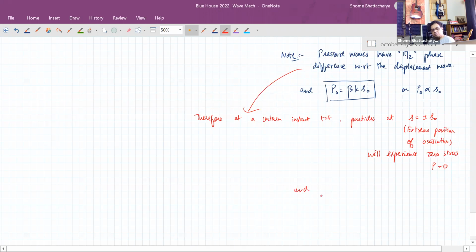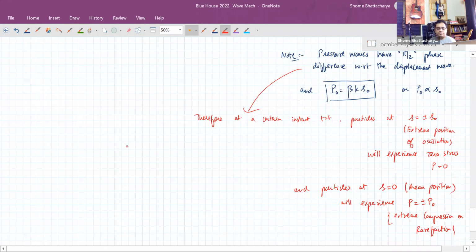And particles at s equal to 0, that is the mean position of the oscillation, will experience p equal to plus or minus p naught, that is extreme compression or rarefaction. So we will understand this point visually also, in a diagram kind of situation.